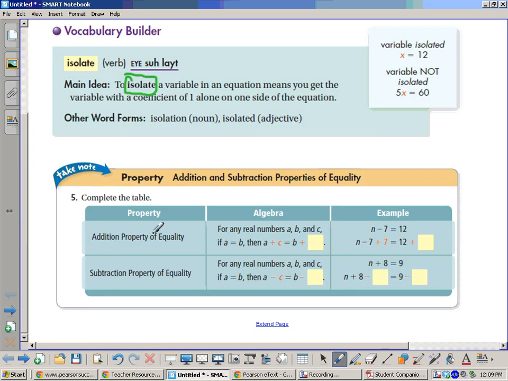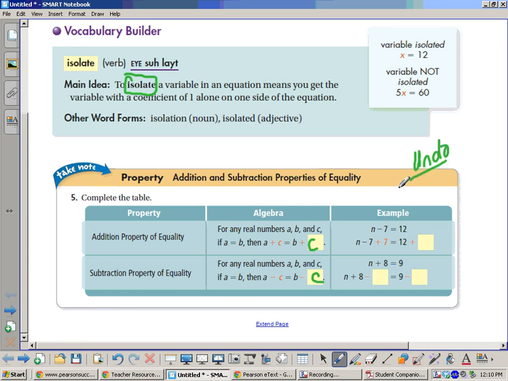The first property we're going to talk about is the addition property of equality. It says if you have two things that are equal, a equals b, and we add c to a, then we have to add that c to the b. The same thing is true with the subtraction property. If we subtract something from two equal things, we have to subtract it from the other side. The reason we're doing that is that we're going to be solving or isolating variables, and to do that, we need to recognize what the operation is and then undo it.